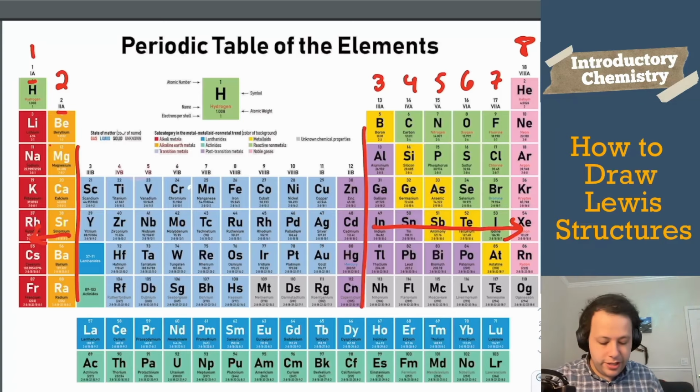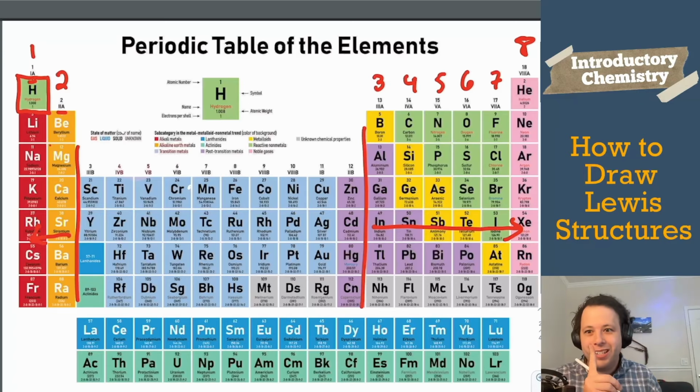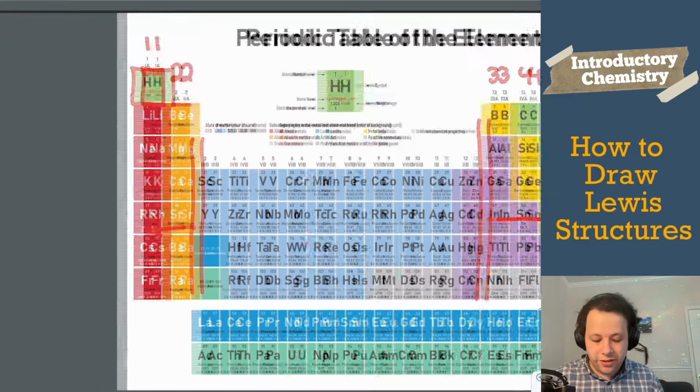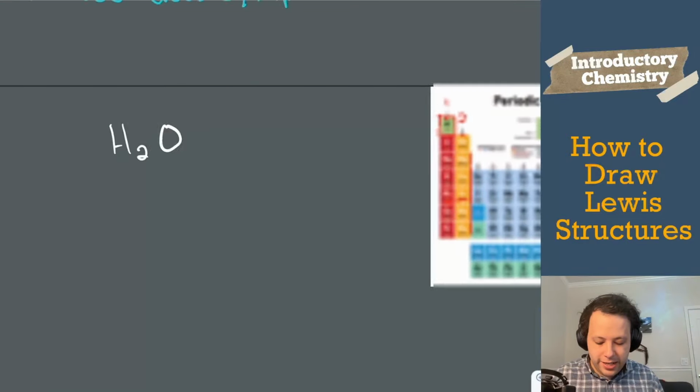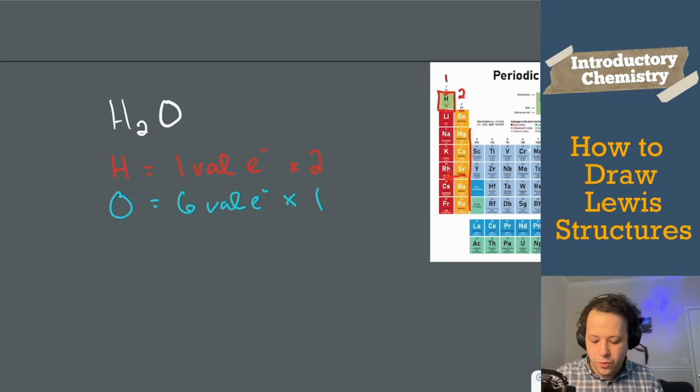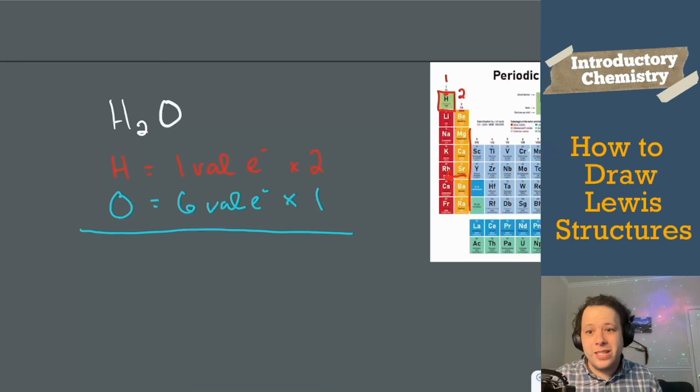Hydrogen is right over here, so that's on column number 1. That's going to be 1 valence electron. Oxygen is over here on 6, so that's going to have 6 valence electrons. So when we are writing that down and drawing that structure out, we're going to show that our hydrogen has 1 valence electron. And there are 2 of them, so make sure we keep that in mind. And then we also have our oxygen, which has 6 valence electrons, and there is 1 of them. So when we do that little simple math for ourselves, it'll be 6 plus 2. So this tells you that, okay, we have 8 valence electrons in total.